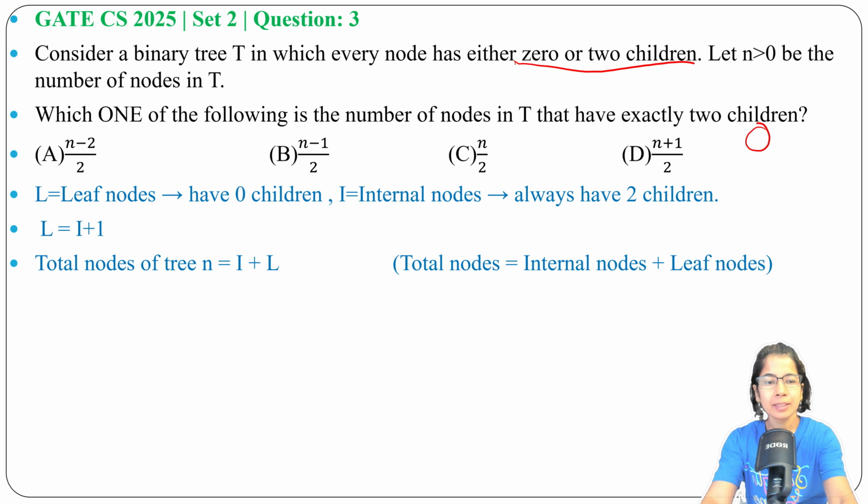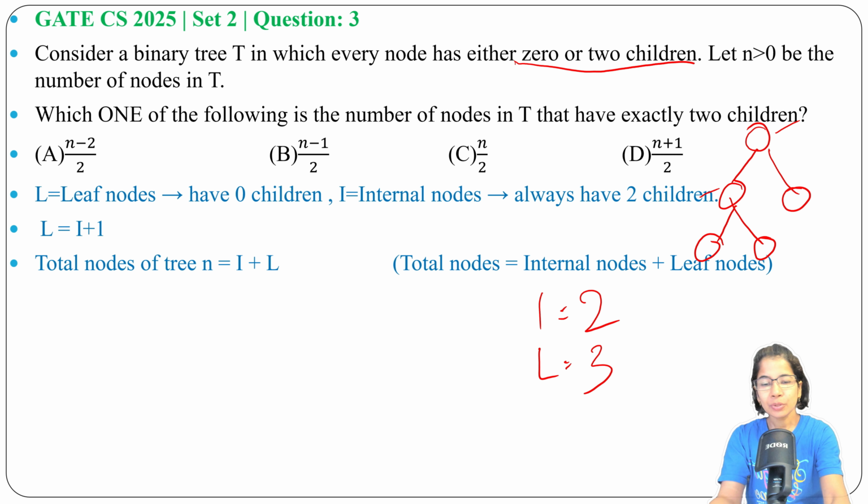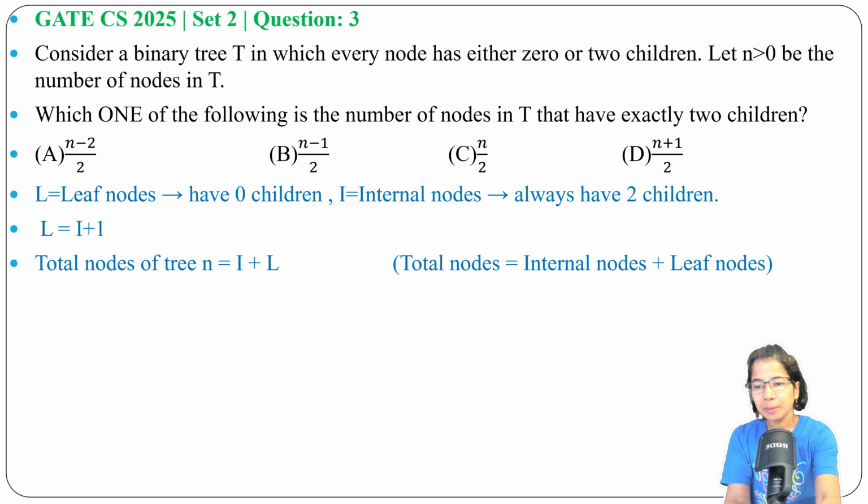1. Just for example, let this be a binary tree. Now here the internal nodes are this and this. So I equals 2 and leaf equals 3. So the leaf count always equals I plus 1. Now in place of this L, we can write I plus 1. So n equals I plus I plus 1.